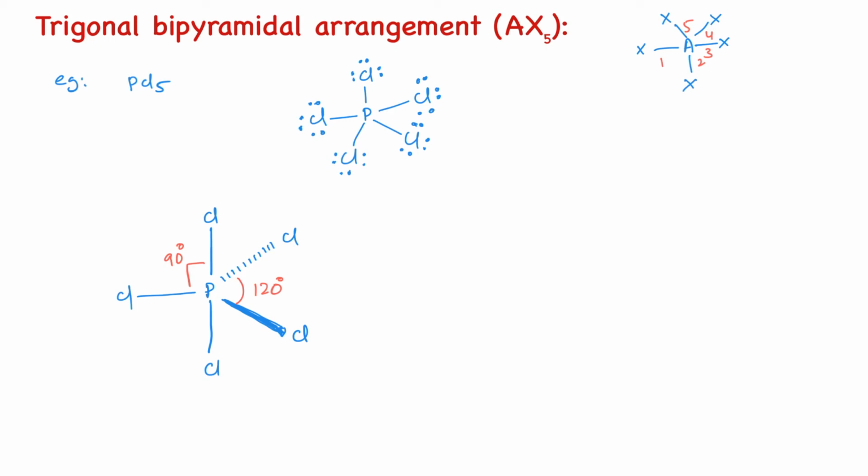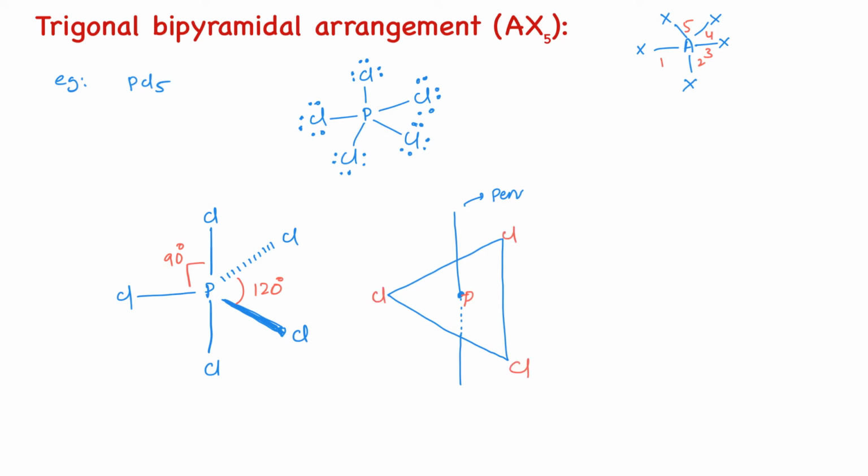Let us now try to visualize this structure. Take a piece of paper and cut it into an equilateral triangle. Take a pen or pencil and pierce the paper exactly at the center of the equilateral triangle and push the pen halfway through. The pen has to be perpendicular to the plane of the paper. Now, imagine that the center of the equilateral triangle is the central atom, in this case phosphorus.